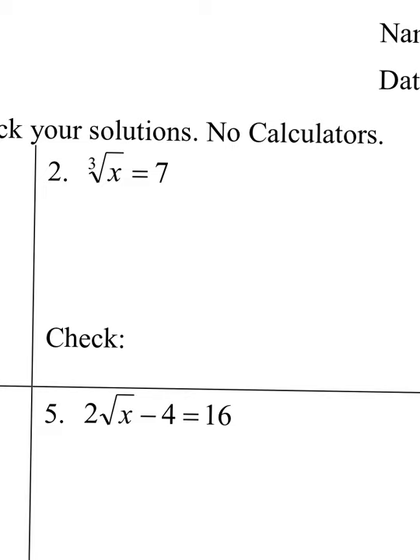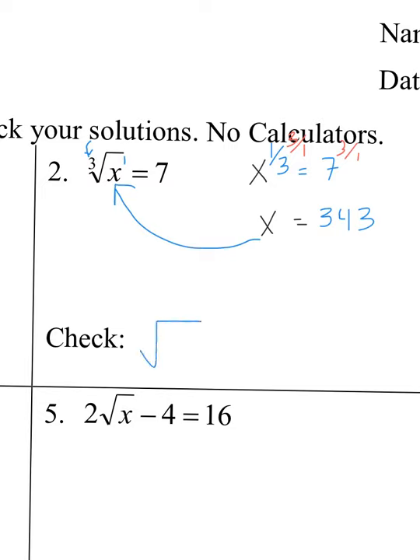For number 2, we have an invisible 1. This time they have a 3 on the outside of the radical, so it's going to be the cube root. And we have x to the exponent 1/3 equals 7. We take the inverse of 1/3, which is 3 over 1. And we get x equals 7 cubed, or 7 times 7 times 7, which is 7 times 7, 49. 49 times 7 is 343. See if that checks by substituting 343 into the x, and the cube root of 343 is 7.